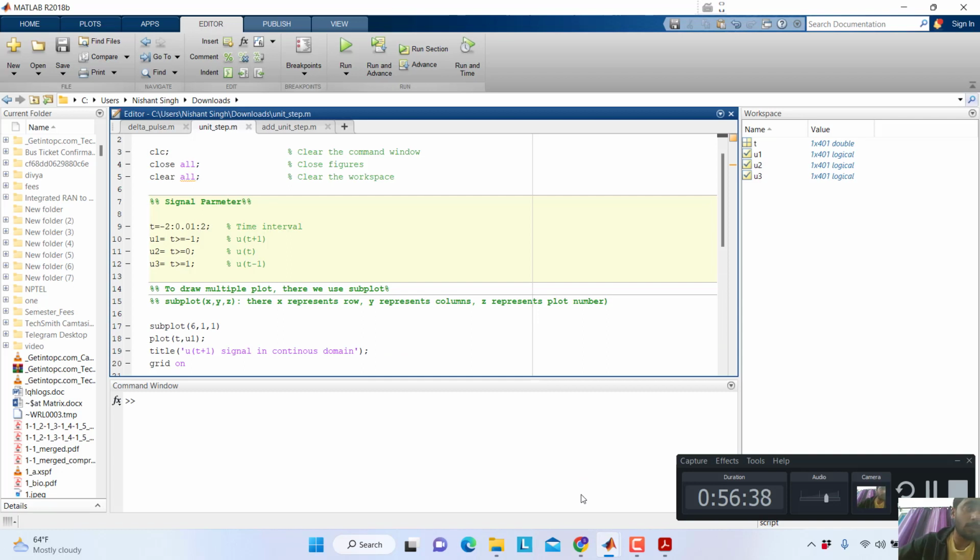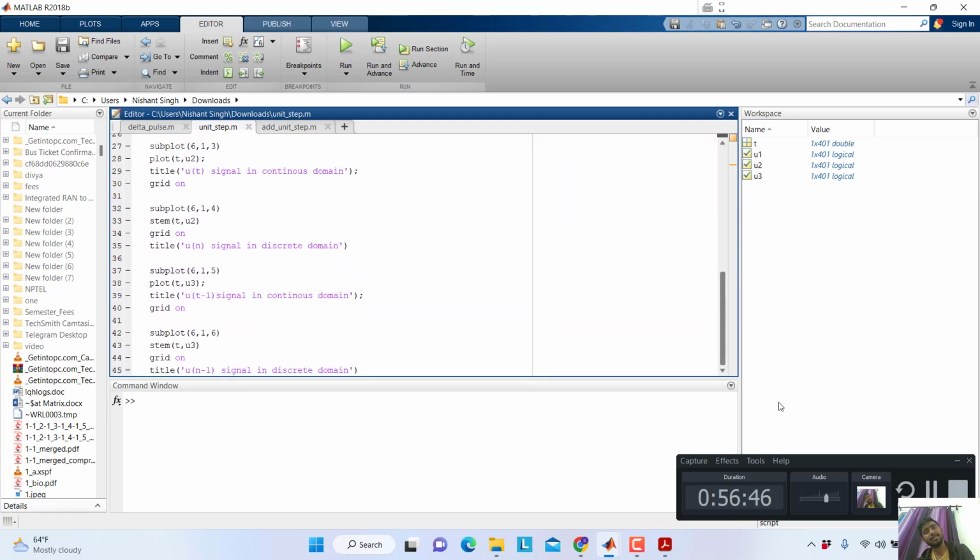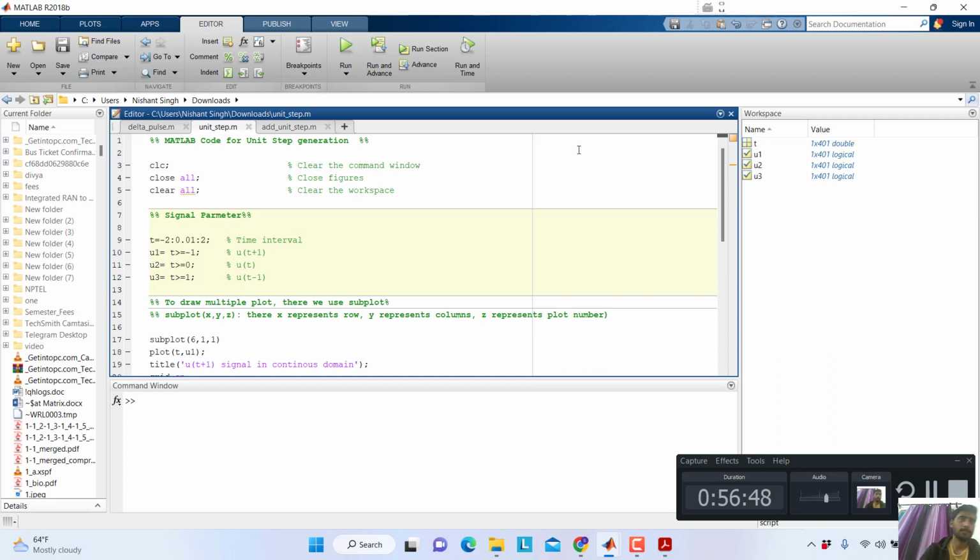You can generate these signals in your MATLAB. That will help you a lot in making simulations or analyzing results. Just change the parameters and play with this. Suppose you want to change the time interval.